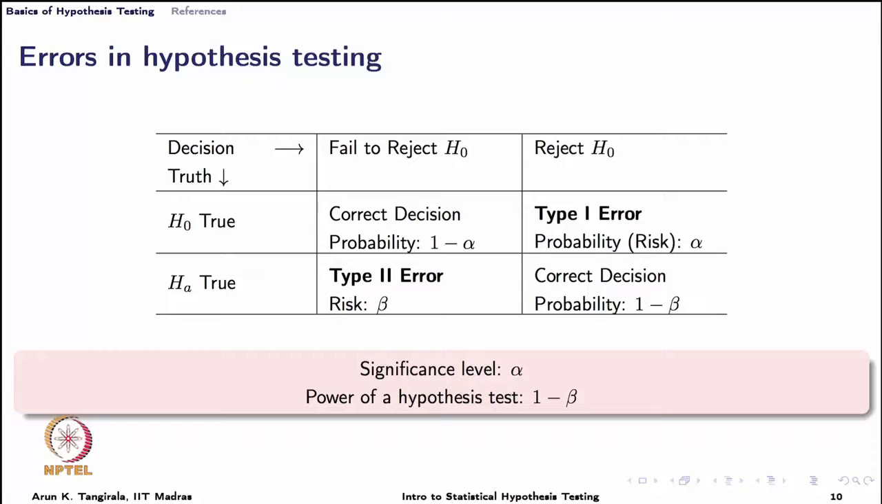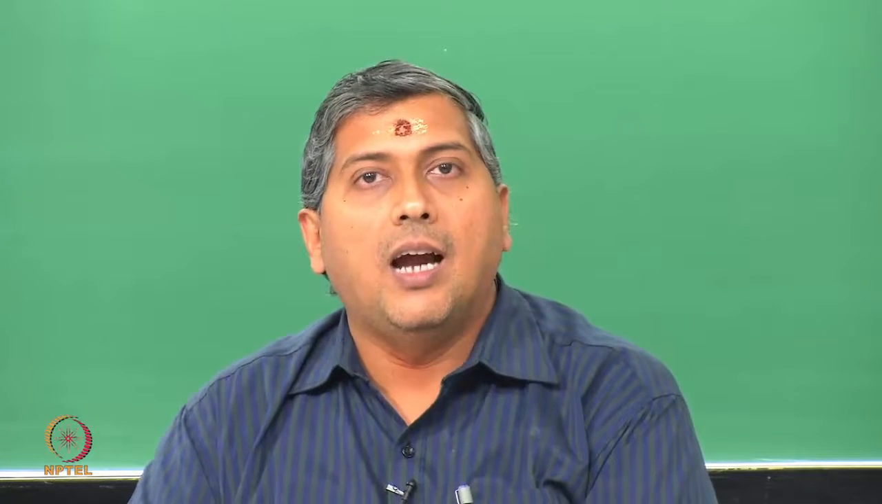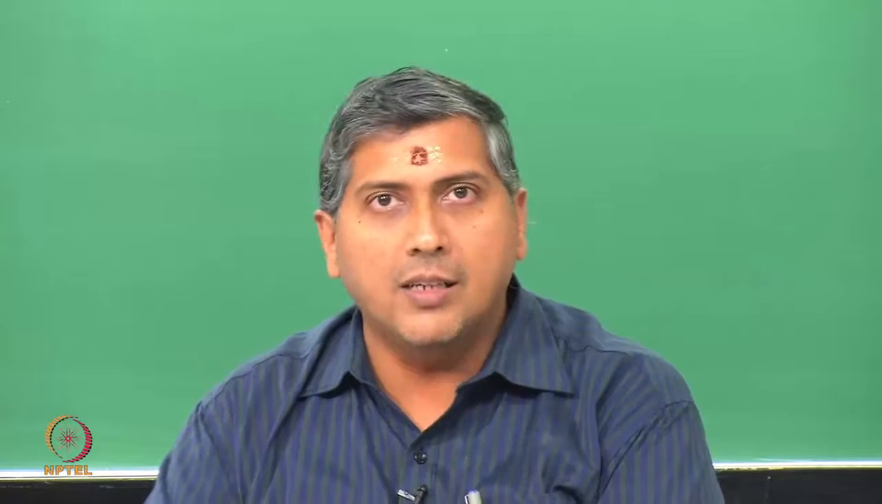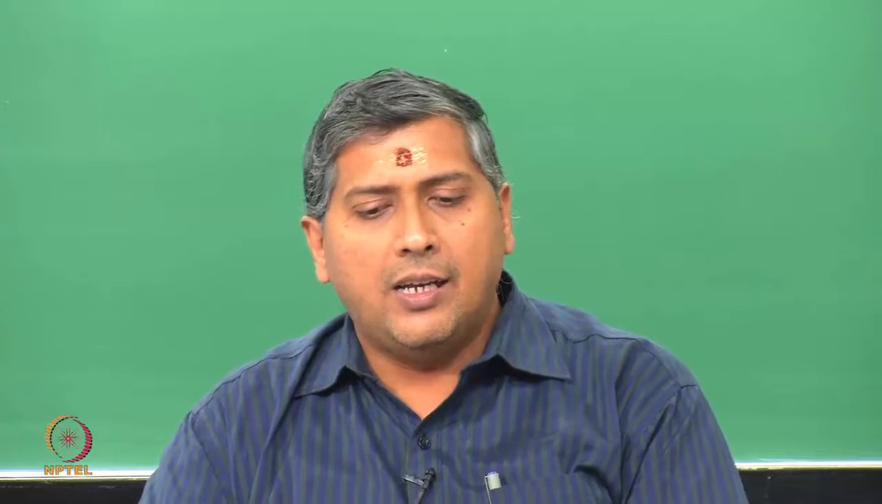When mu is not equal to mu naught, there are several possibilities. So, to compute beta, I have to again postulate some truth that is different from what is postulated in H naught. Therefore, it becomes difficult, and we will see later on, in one of the final lectures, what is the relation between beta, the sample size, and the actual truth.